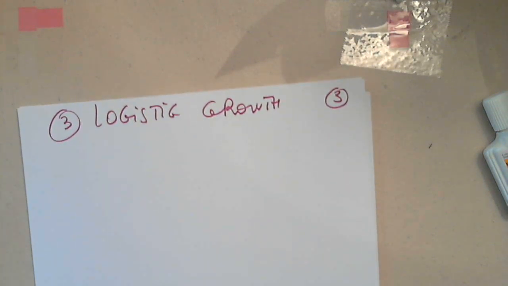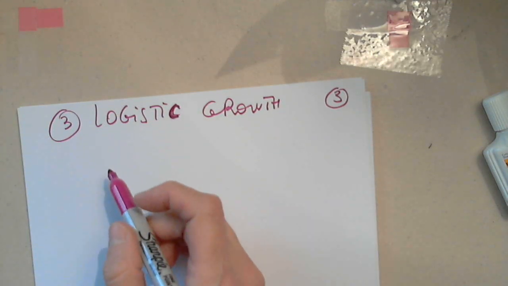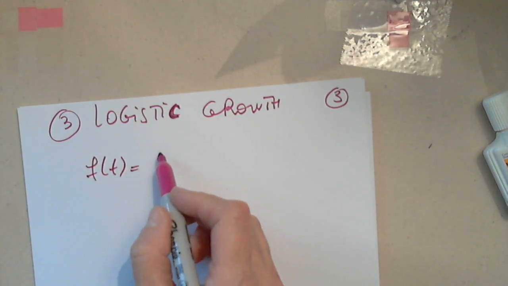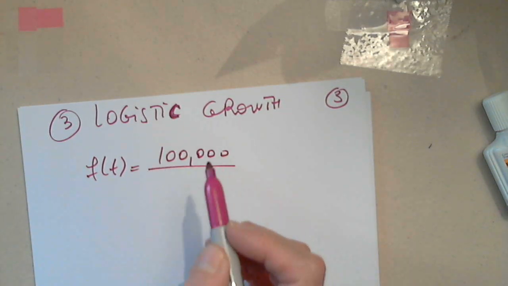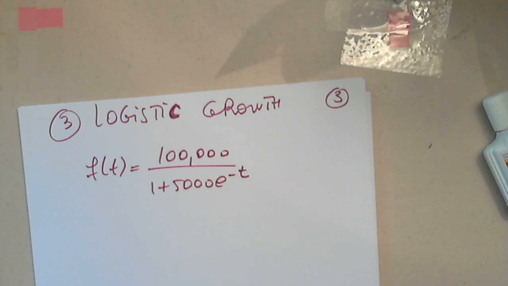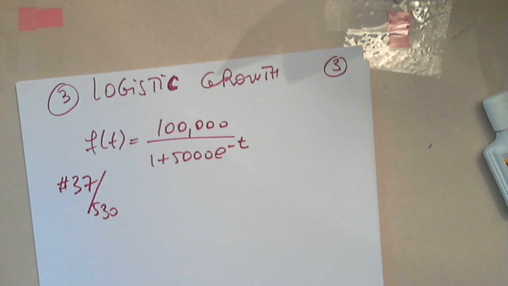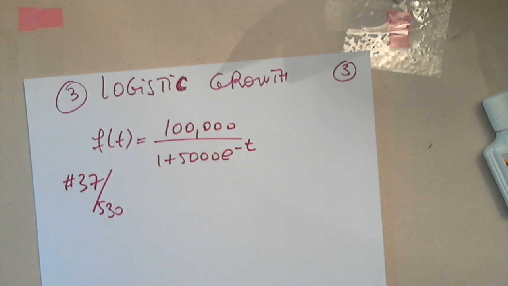So the logistic, this is at C here. Logistic. Okay, so we're looking at f of t equals 100,000 divided by 1 plus 5,000 e to negative t. And this is problem 37 on 530. Okay, so let's read the problem. It's a problem in fashion these days. The logistic growth function given to us describes the number of people, f of t.